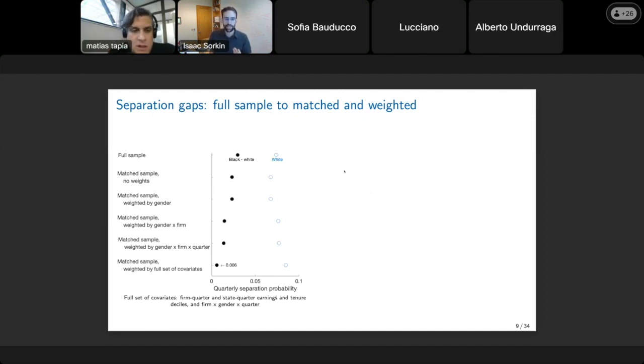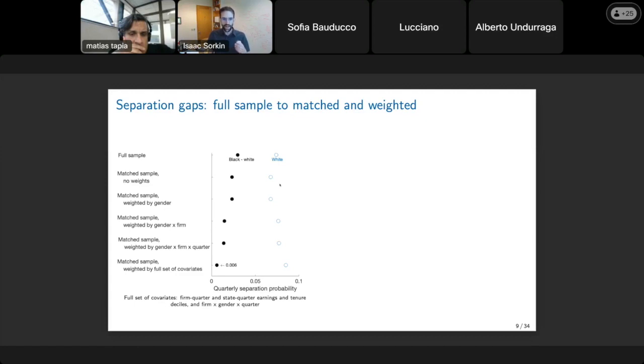The first thing to see is that the average white separation probability in a quarter is about 8%, and the black-white gap is just over 2 percentage points. As we move to the match sample, you can see the match sample is more prosperous. It's better than the full sample in the sense that the white separation probability is lower.